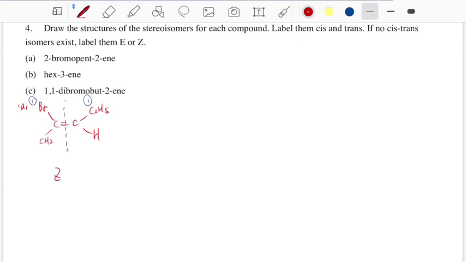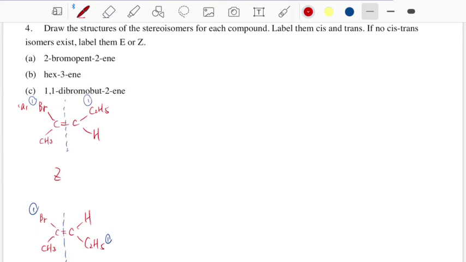Then we need to draw the other isomer of this molecule. This time, we need to draw the E isomer. That means the priority groups should be placed on opposite sides, so we should put our ethyl group here. When we assign the priority groups, bromine is a priority group, and the ethyl group is a priority group. Hence, we name this isomer as the E isomer.